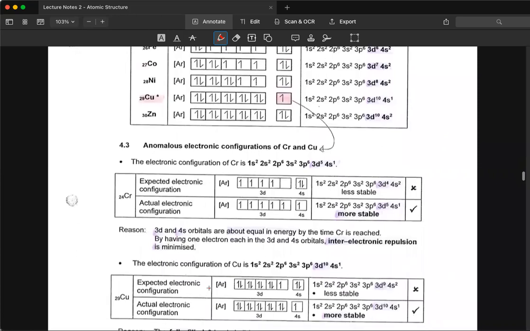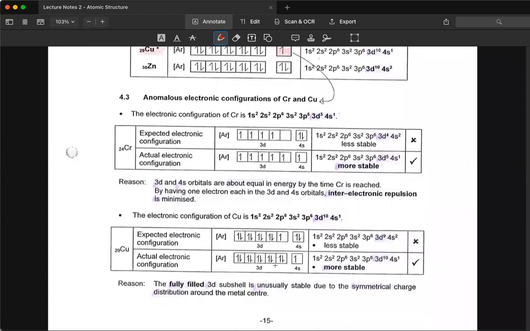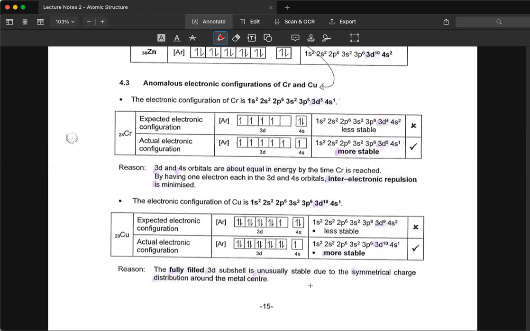This applies to copper as well. So why copper is not 4s2 3d9? Because a fully filled 3d subshell is more stable due to the symmetrical charge distribution around the metal. So remember, a half-filled subshell and a fully filled subshell is more stable. Okay, but for chromium, the reason is more like, it's better to say that the electron should be in each 3d and 4s to minimize inter-electron repulsion. This will be a more reasonable reason. Okay? As for copper, it will be symmetrical charge distribution.